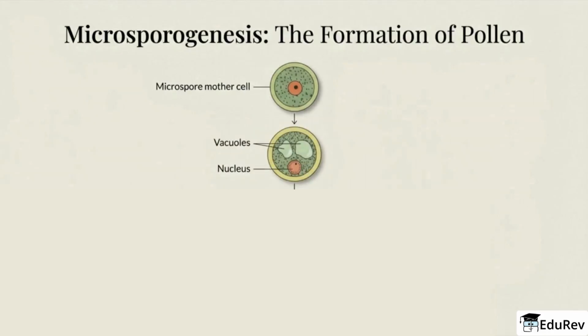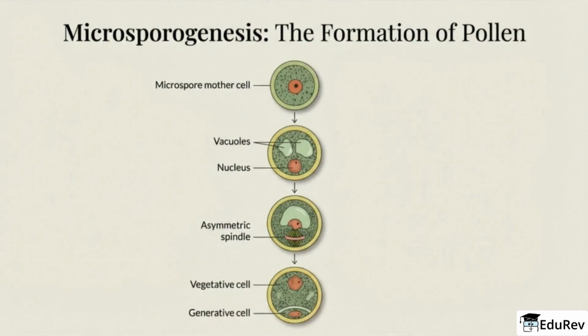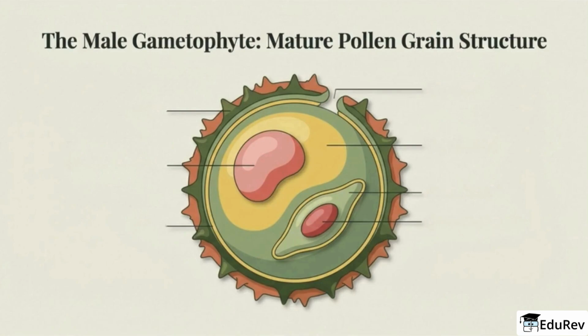Those microspores then differentiate. Vacuoles form, nuclei reposition, and an asymmetric mitotic division produces a large vegetative cell and a smaller generative cell, the first step toward creating the male gametophyte. The mature pollen grain or male gametophyte is a compact unit built for delivery.